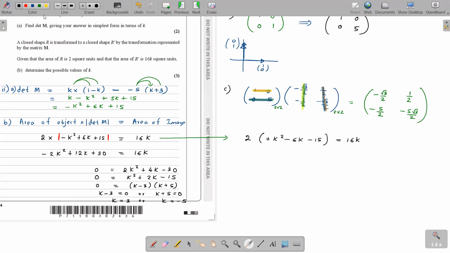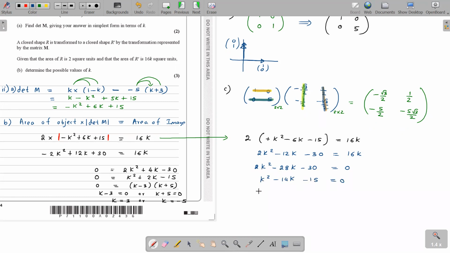Okay, look. So I have taken the negative part, so I multiplied with the minus sign, and that's why it became plus k square minus 6k minus 15. So open the bracket, I end up getting here 2k square minus 12k minus 30 equals 16k. Can I have the answer here? 2k square minus 12 minus 16 is minus 28k. Is that correct? Divide everyone by 2. K square minus 14k minus 15 equals 0.